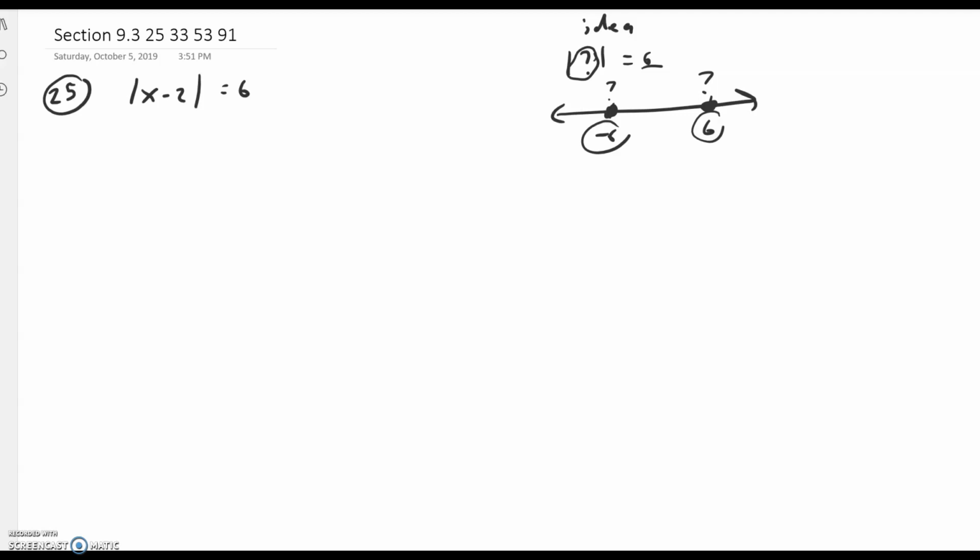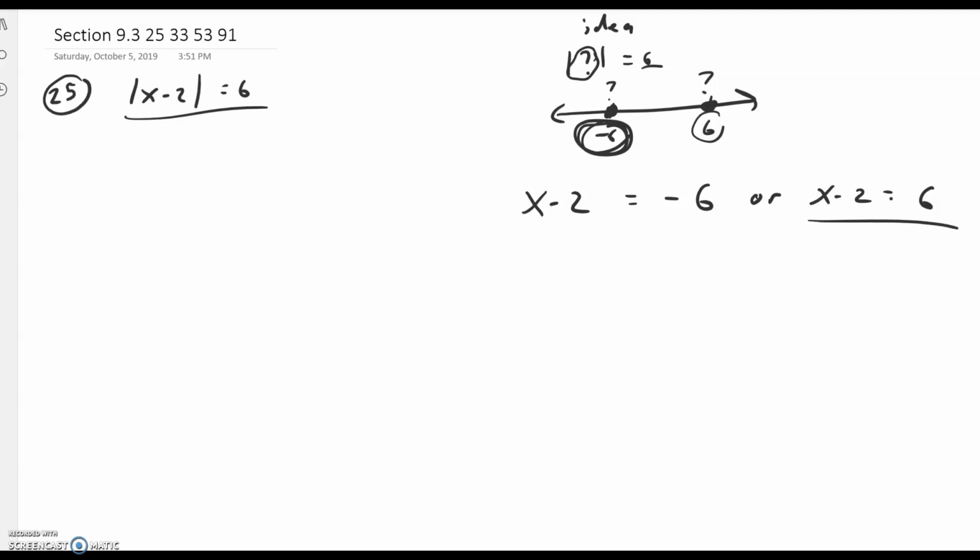Well, now we can take the question mark, which is x minus 2, and we can write down a couple of equations. X minus 2 could be negative 6, which is the tricky one, or x minus 2 could equal 6, which is the one you would get if you just came over here and ignored the absolute values.